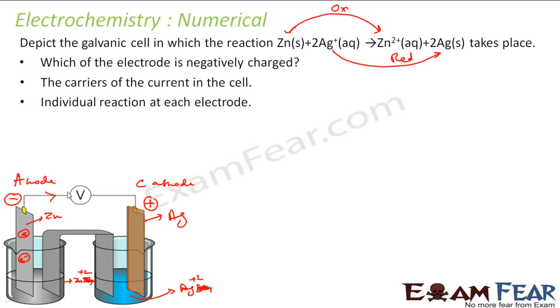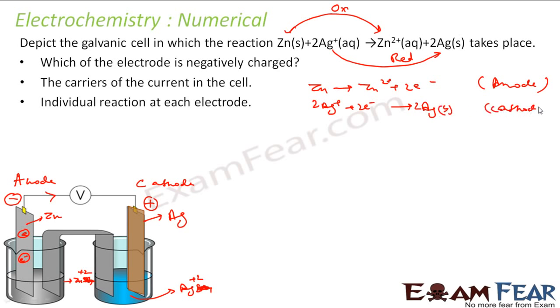Zinc is losing electrons. So the reaction at the anode is: zinc loses two electrons to give Zn2+. This is the reaction at the anode, and the cathode reaction is: 2Ag+ plus 2 electrons gives 2Ag, silver. This is the cathode, right? So which electrode has negative charge? Obviously this is the zinc electrode. The answer is zinc. First part done.